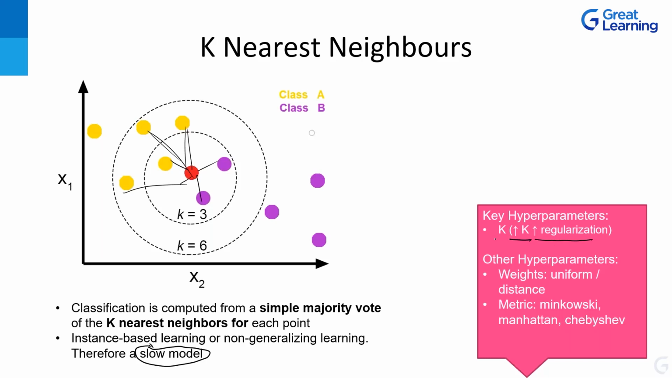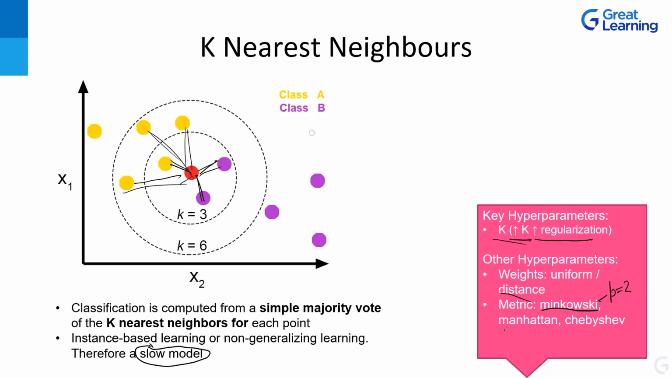Now, k happens to be the most important hyperparameter, but there are some other hyperparameters. One is weights: if we don't give equal weights to all the points, we can say that the points which are closer are going to have higher weights in voting. Finally, how do we calculate the distance of one point from the other? That is also a hyperparameter, though I would say not a very important one. The standard is the straight line distance, which is actually Minkowski with p equal to 2.